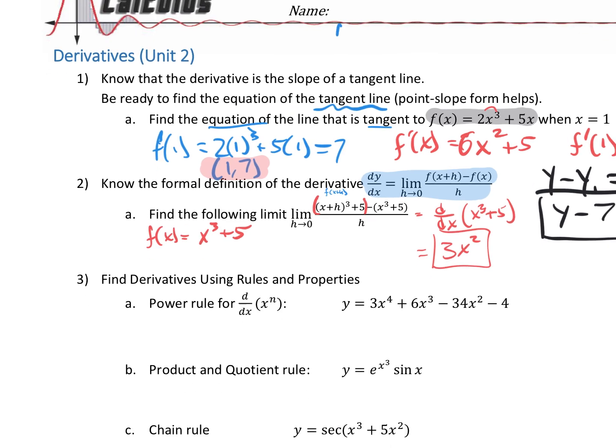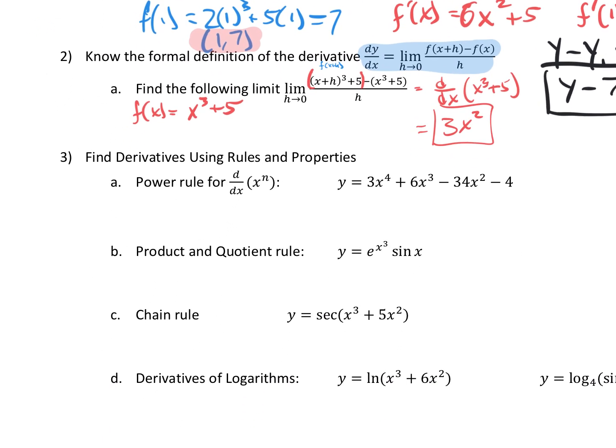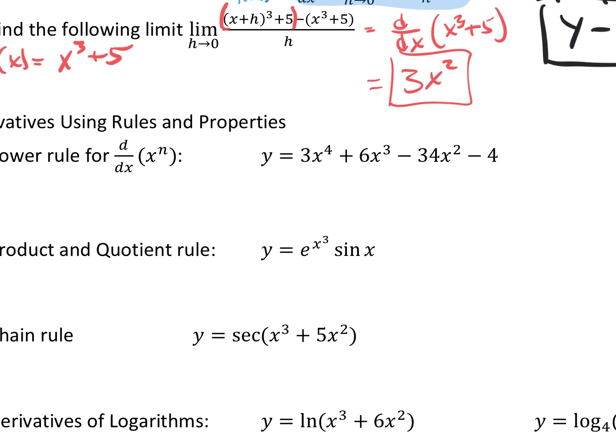All right. Derivative rules and properties. So things we've been working with a lot. We got our power rule here. Well, that just means that we can drop this 4 down. 4 times 3 is 12. 3 times 6 is 18.